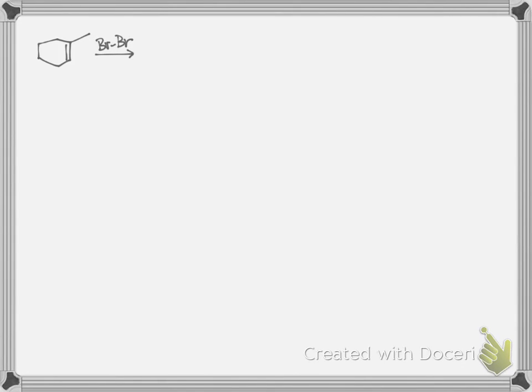Hi, this screencast is to show the mechanism for the reaction of an alkene with bromine. The first thing that happens is the pi bond attacks the bromine molecule to make a bromonium ion.